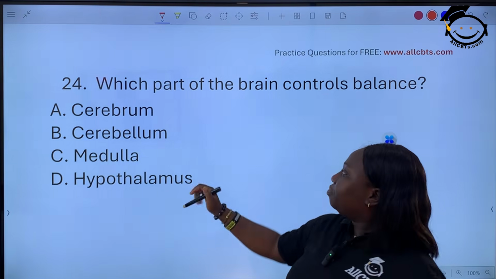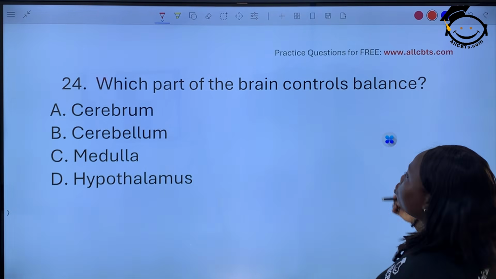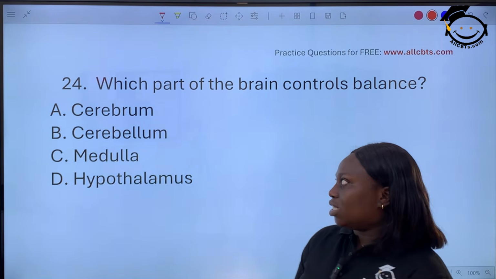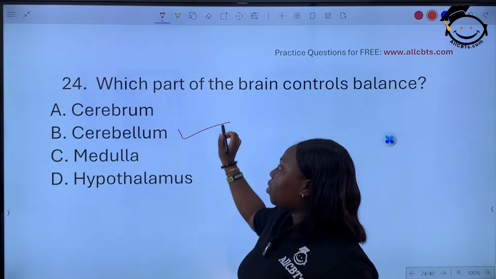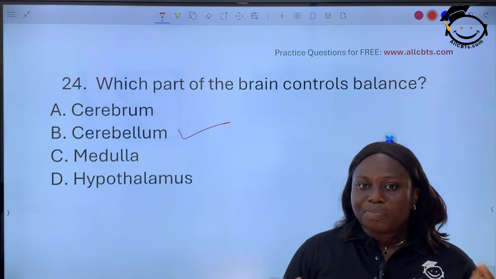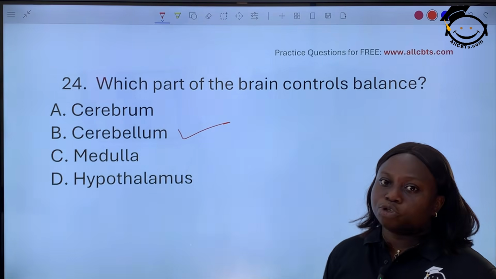Number 24. Which part of the brain controls balance? What part of the brain controls balance? Now the answer is cerebellum. The cerebellum controls movement and balance. So that makes our answer option B.